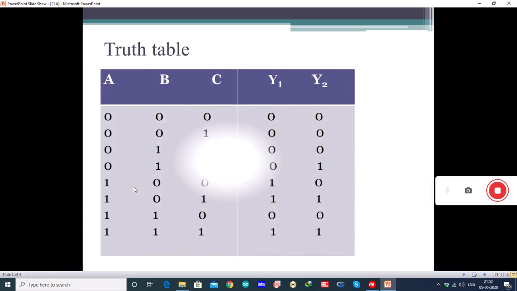So this is the truth table I have drawn earlier. You have 3 inputs, so there will be 2 power 3, that is 8 possible combinations, 0 0 0 to 1 1 1, 0 to 7, total 8 possible combinations. And these are the outputs I have taken. You can take any outputs. This is just an example we have taken. So this is the sample truth table.